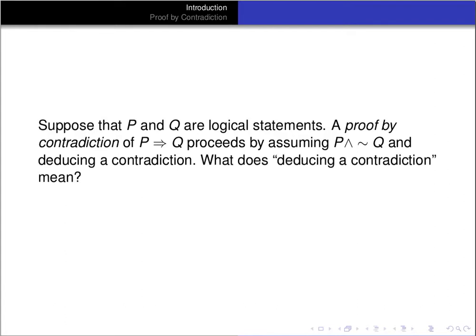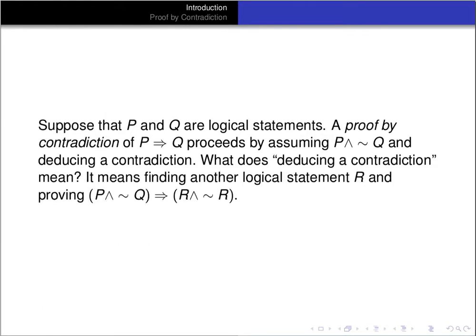What does it mean to deduce a contradiction? Well, it means that you have to find another logical statement, R, and prove that P and not Q implies R and not R. You see, R and not R is a contradiction. That's sort of the standard logical form of a contradiction. And the statement R, it's something you have to find. So it makes proof by contradiction a little bit tough in the sense that you've got to search for the right contradiction, but it is a powerful proof technique, and we'll see an example of it.